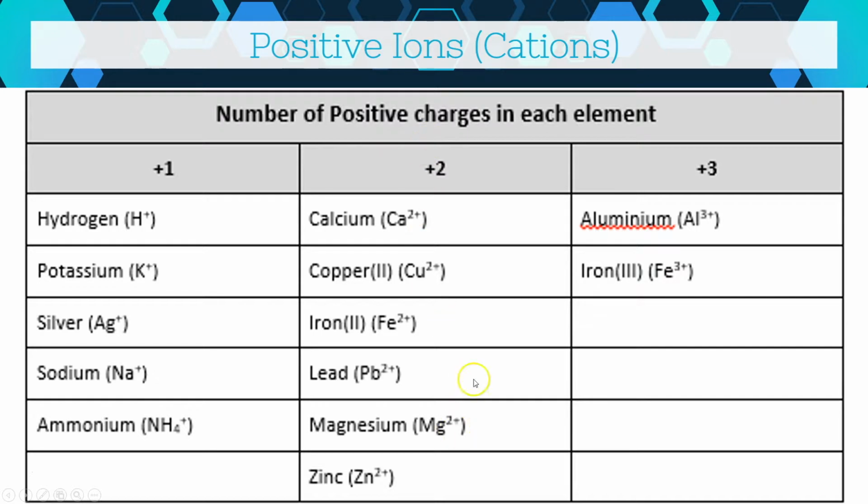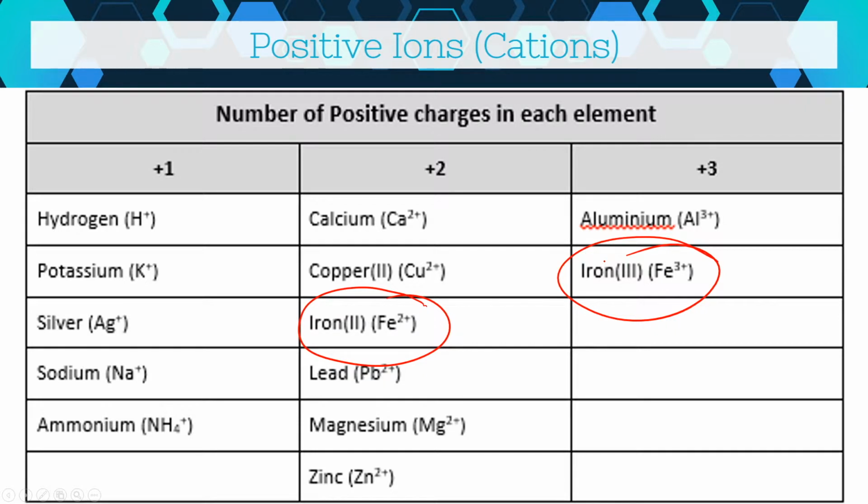All right, then we've got our +2 column in the middle here. We've got calcium, copper, iron, lead, magnesium, and zinc. Now you might have noticed both copper and iron have the number 2 in brackets after them. That's 2 in Roman numerals, so it's II. And there's a really good reason for this, because if you look in our third column, we've got aluminium, but then we've got iron again. So we actually see iron popping up 2 times, 1 here and 1 here.